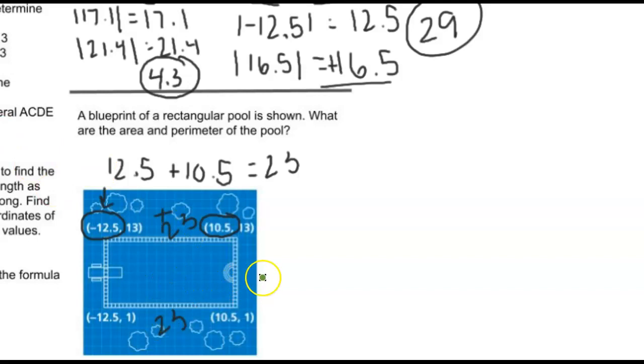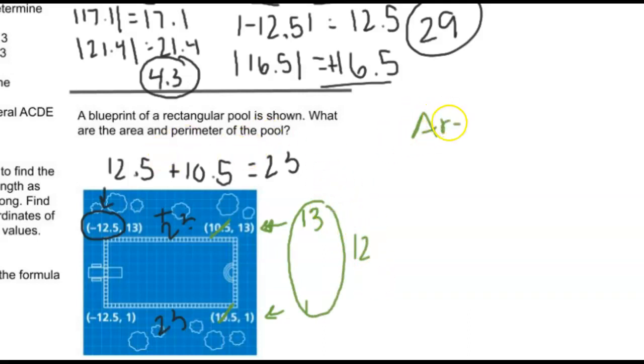Let's change our color. And I'm going to do a side now. Because since it's a rectangle, whatever one side is, the other side's going to be. In this case, the first numbers are 10.5, so I'm not going to use those. I'm going to use the second numbers. And they both are positive numbers, so we're going to be subtracting this time. So I have the absolute value of 13 is 13. The absolute value of 1 is 1. I'm going to subtract these two and I get 12.